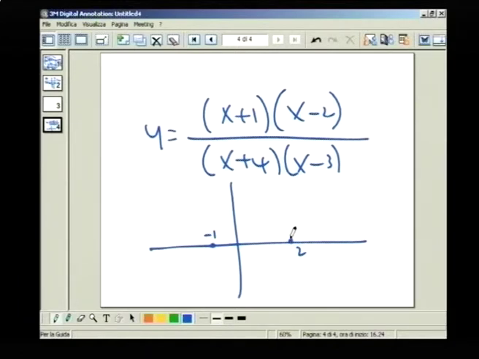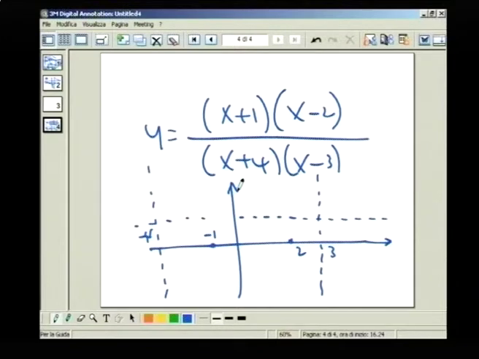Again, what are the asymptotes? At x equal to 3, this is an asymptote. And at x equal to minus 4, this is another asymptote. All right, is there any horizontal asymptote? Indeed, when you take the limit when x tends to infinity, you get y equal to 1, so this is a horizontal asymptote.